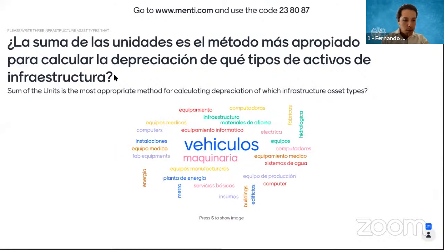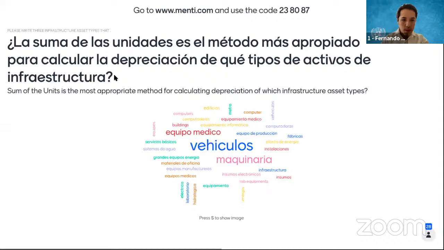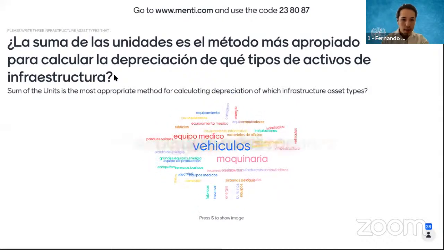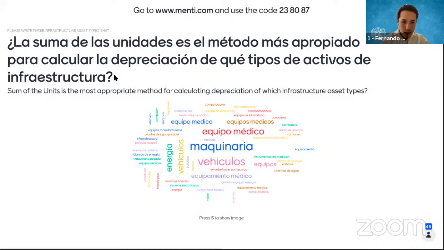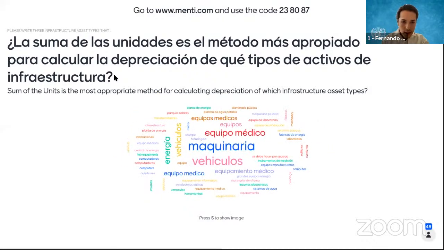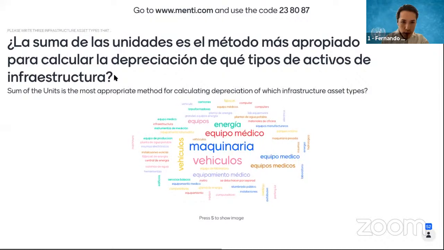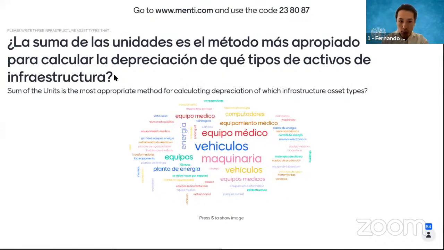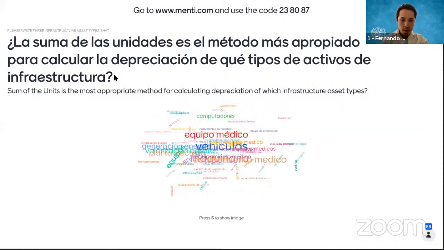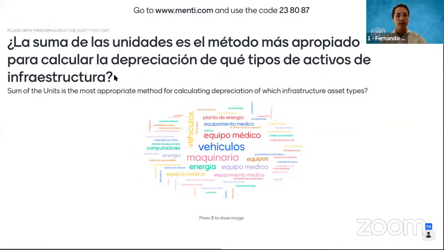So we're receiving some interesting responses, Vladimir, such as vehicles again. Yes, again vehicles, okay. Medical equipment, energy, electricity, electrical plant, lab equipment, water treatment plants are more or less some of the responses, Vladimir.